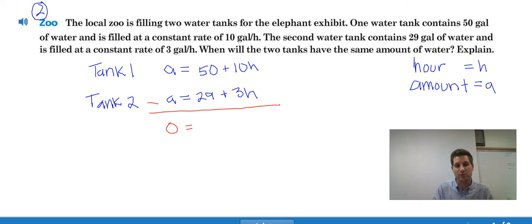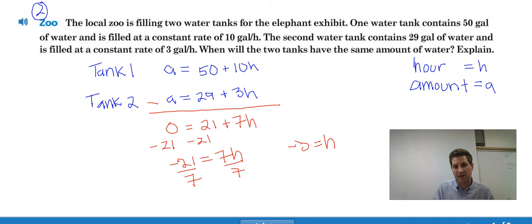50 minus 29 is going to be 21. And 10 minus 3 is 7H. We're going to have to subtract the 21 over here, and we get negative 21 equals 7H. Then we're going to divide both sides by 7, and negative 3 equals H.